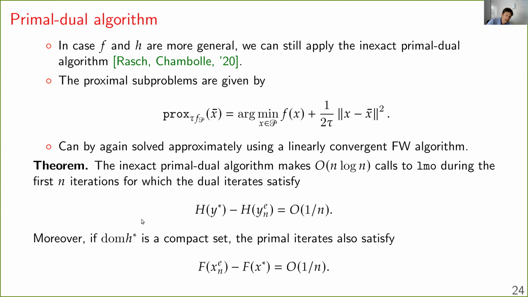In addition, if we make sure that the domain of h star is a compact set, for example, by just knowing that the duals are bounded, then the primal iterates also enjoy the same convergence rate.